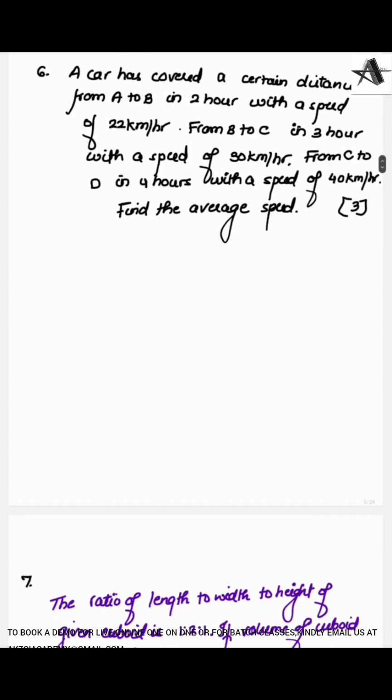A car has covered a certain distance from A to B in 2 hours with a speed of 22 km per hour. From B to C in 3 hours with a speed of 30 km per hour. From C to D in 4 hours with a speed of 40 km per hour. Find the average speed. Don't make this kind of mistake of adding 22 plus 30 plus 40 and dividing by 3. They are not asking you to calculate the mean. They are asking you to calculate the average.